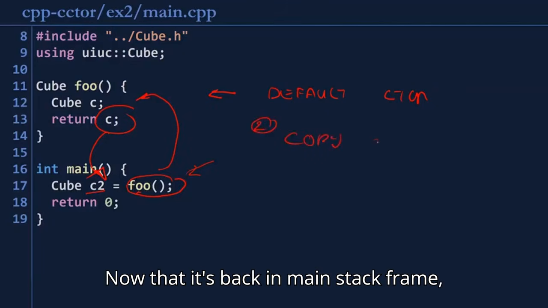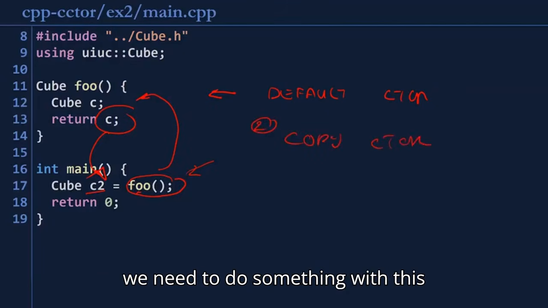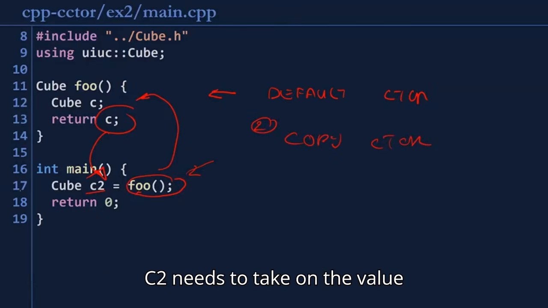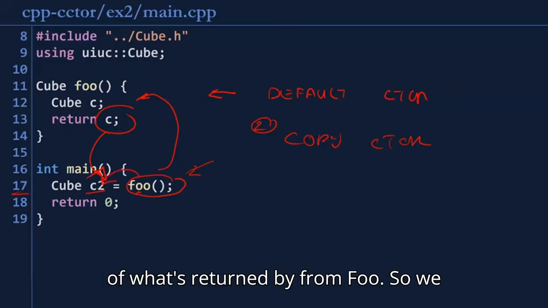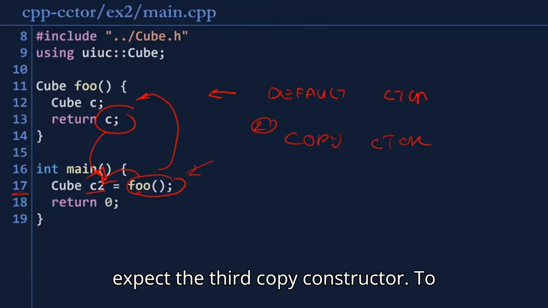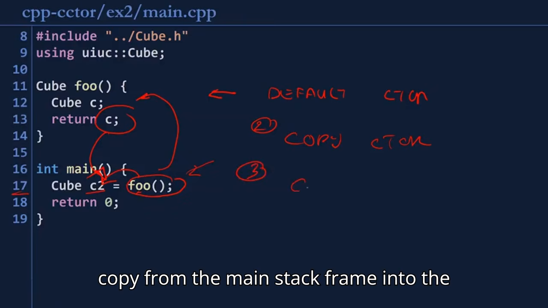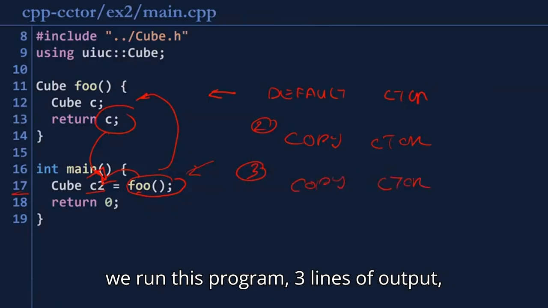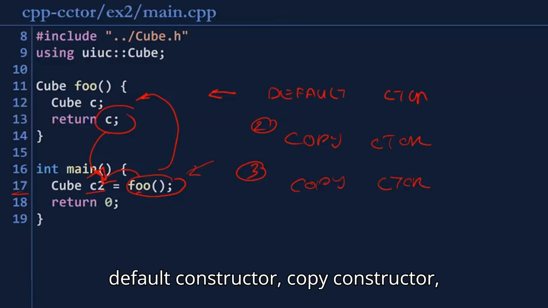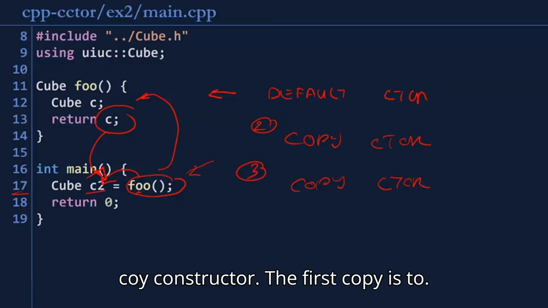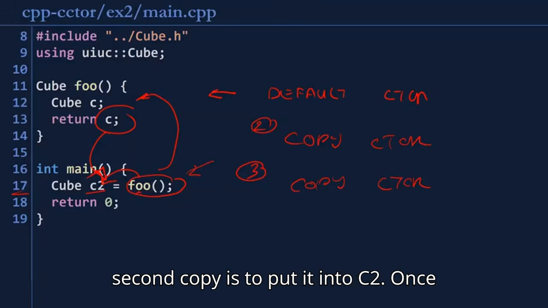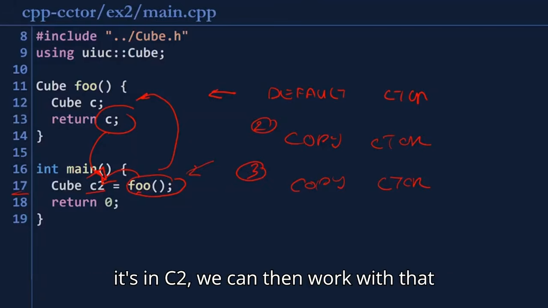Now that it's back in main stack frame, we need to do something with this variable. And here on line 17, we see that C2 needs to take on the value of what's returned from foo. So we expect a third copy constructor to copy from the main stack frame into the variable C2. What we expect to see when we run this program: 3 lines of output: default constructor, copy constructor, copy constructor. The first copy is to return to the main stack frame. The second copy is to put it into C2. Once it's in C2, we can then work with that variable.